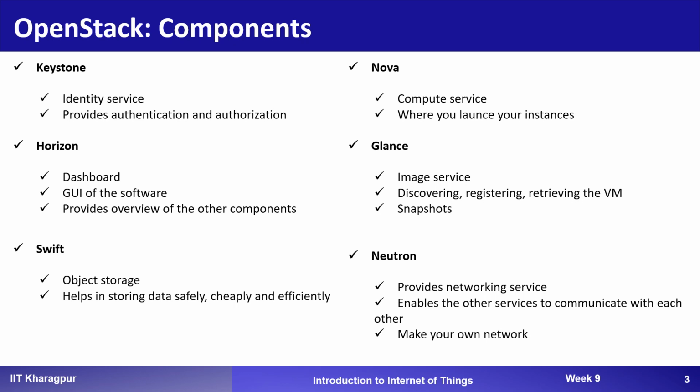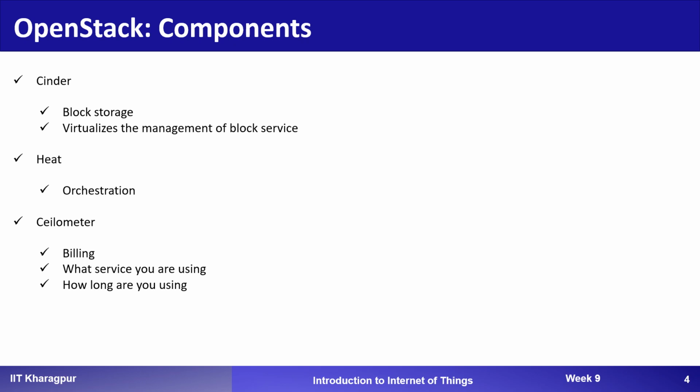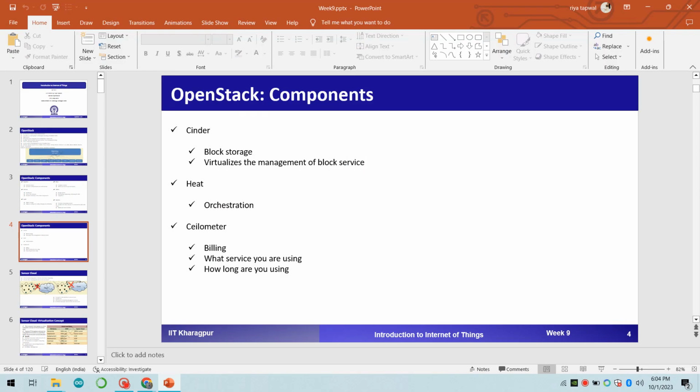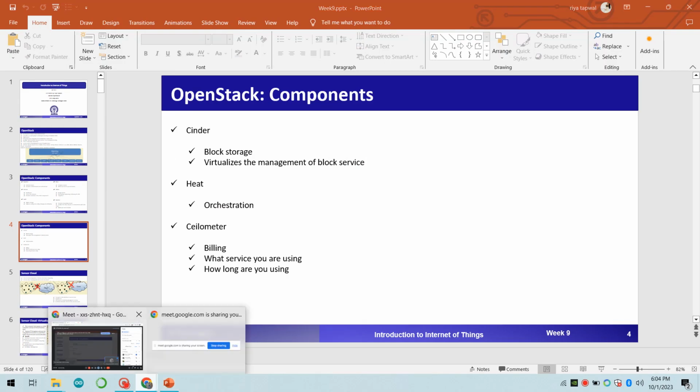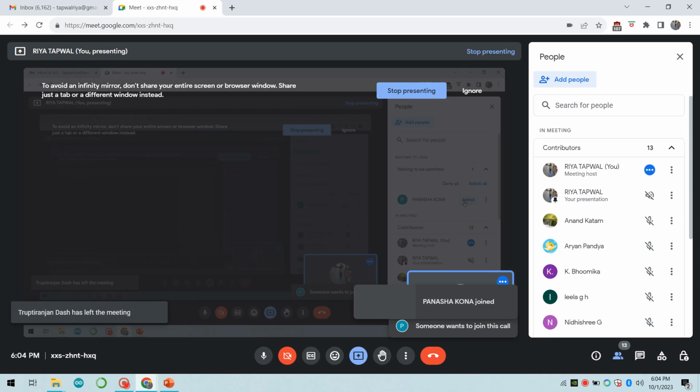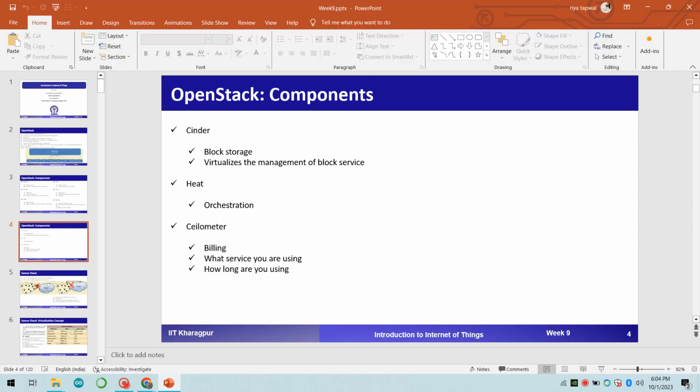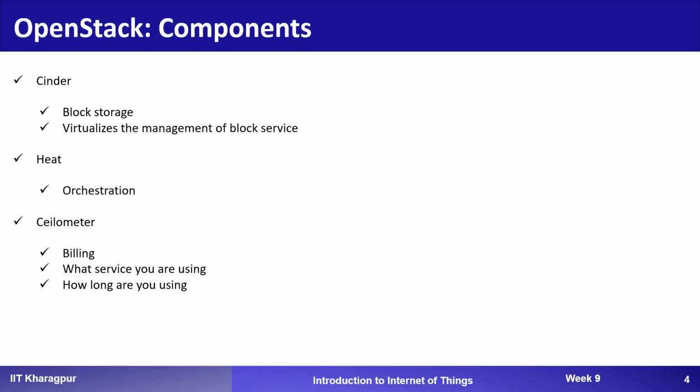Next one is Neutron. Neutron is responsible for providing the networking service. With the help of Neutron, different services which are present can communicate with each other, and they can also make their own network. Next component is Cinder. Cinder is responsible for providing block storage. It virtualizes the management of block services.